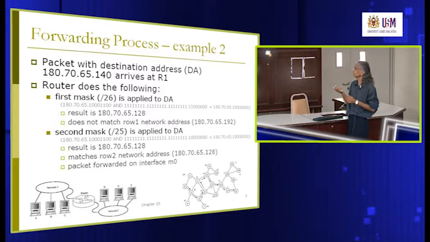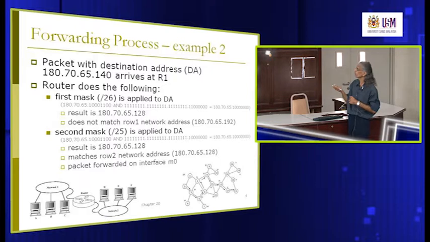Here, the network mask is slash 26. So the first 26 bits will be 1. Right? 8 bits, 8 bits, 8 bits is 24, plus 2 is 26 bits. This is the network mask, slash 26. So this one we apply to the destination address.